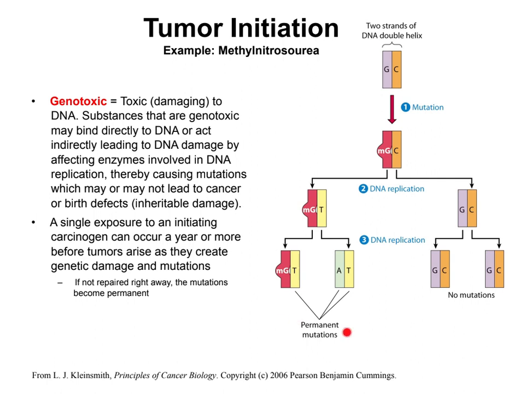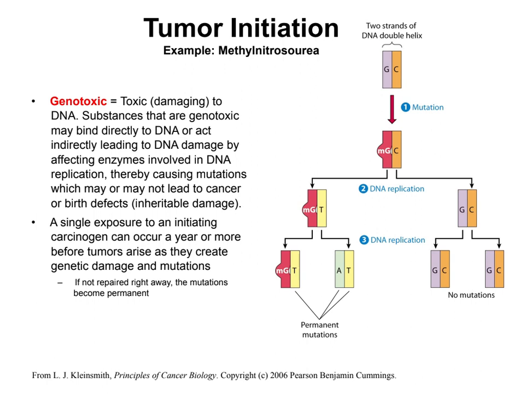So here we have permanent mutations over time, where we go from having a GC base pairing to an AT base pairing. So this is our mutation event, and then after DNA replication, it becomes a permanent mutation that continues to be passed down as the cell is doing DNA replication.